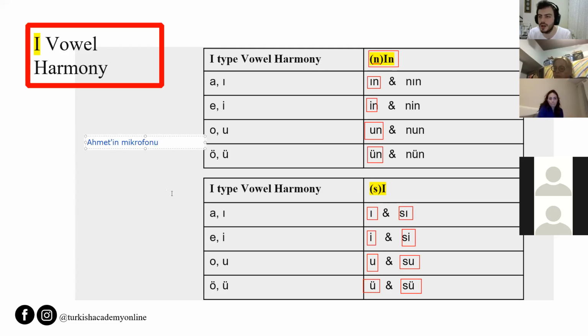Let's also talk about Ayşe's car. It's going to be Ayşe'nin arabası. So for Ayşe, as Ayşe ends with a vowel, I need this extra n. And also for araba, which also ends with a vowel, I need this extra s. These are my buffers. These are the things that connect two vowels together.